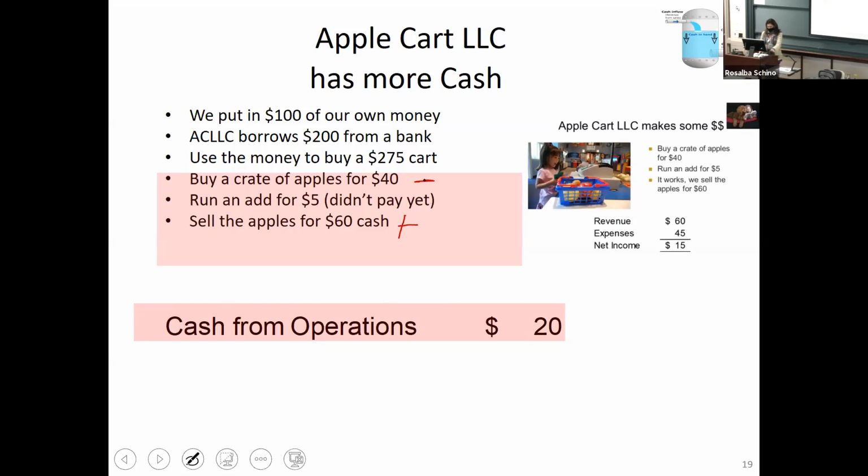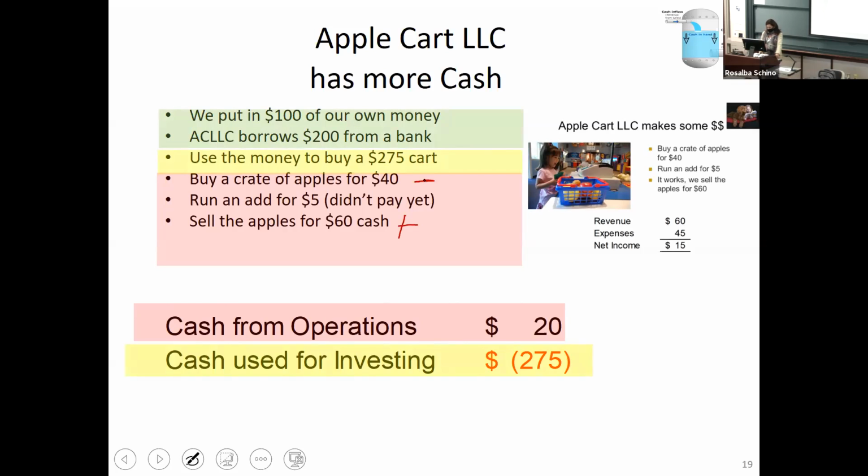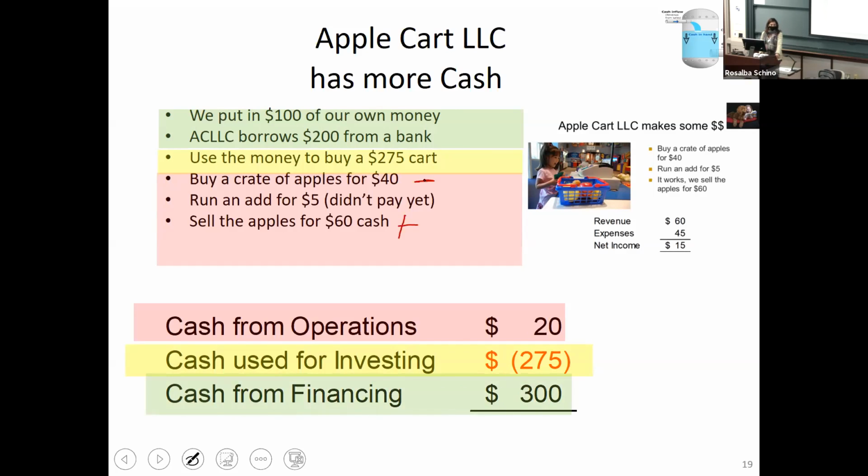Then remember the exercise that we did for the income statement. Then use money to buy a cart. It's an investing activity. I'm buying assets that I can use in the future. I'm making an investment. That's an outflow. And then we put money into the company, and we borrow money from the bank to raise capital. So my cash increased by $45, and 20 was because of operations. I raised cash from financing activity and I used it for investing activities. This is typical of a startup company, where the financing activity will be pretty positive and pretty big.